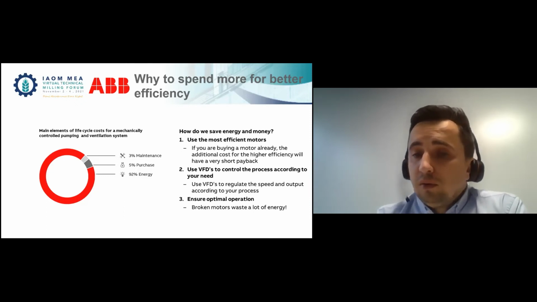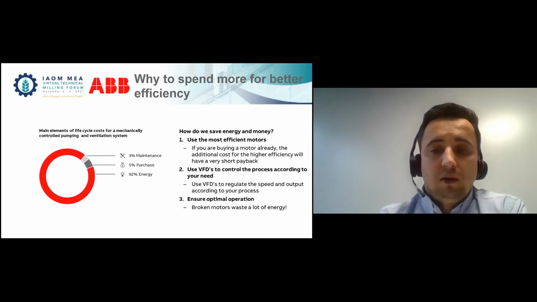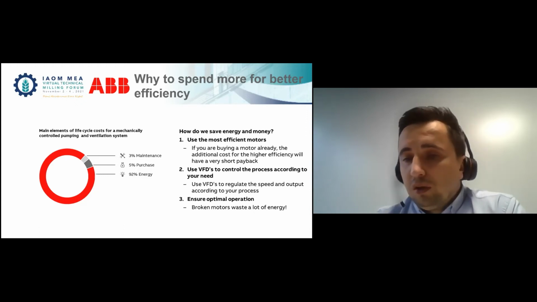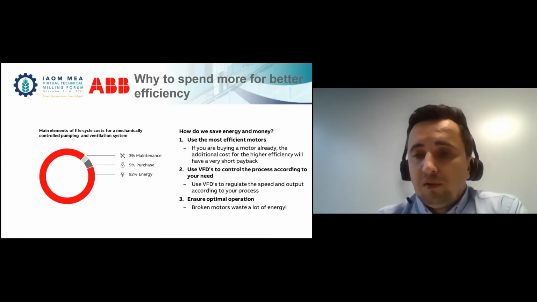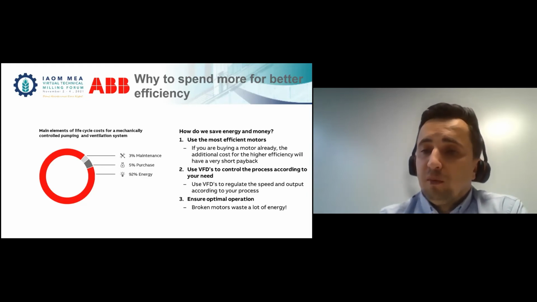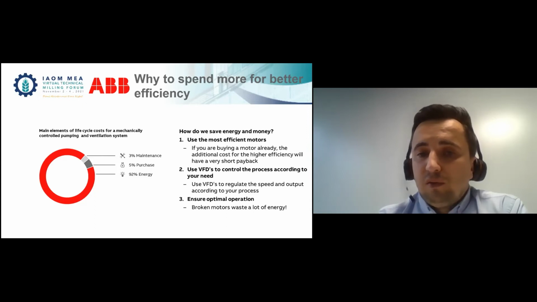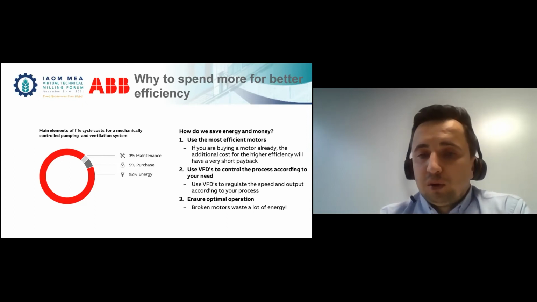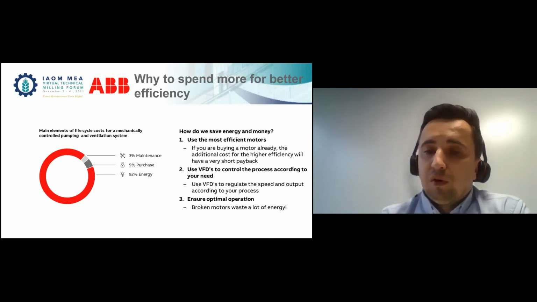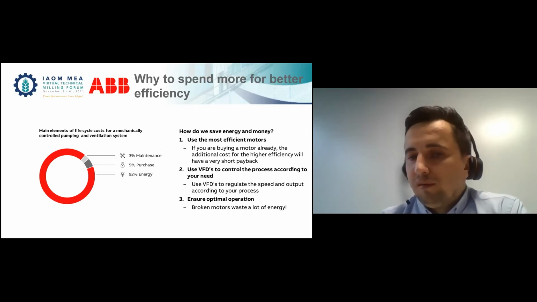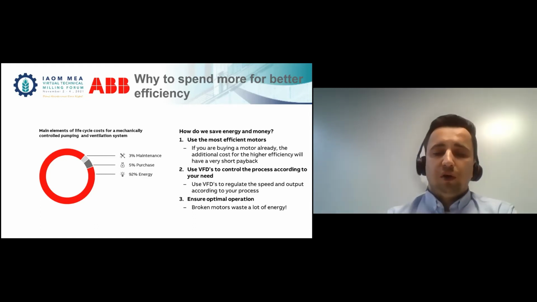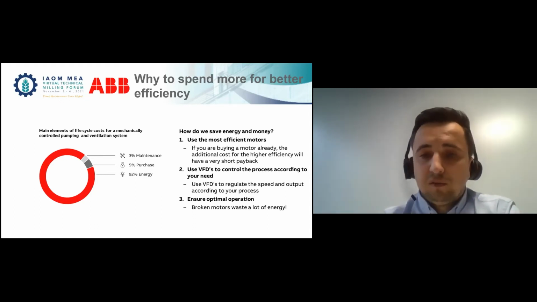Number 2, use VFD control where the process requires it. If you have a fan which doesn't have to operate always at maximum power, this gives you the optimal possibility to reduce power consumption and improve your process regulation, with a VFD drive as an example. And point 3 is to ensure optimal operation of the motors.